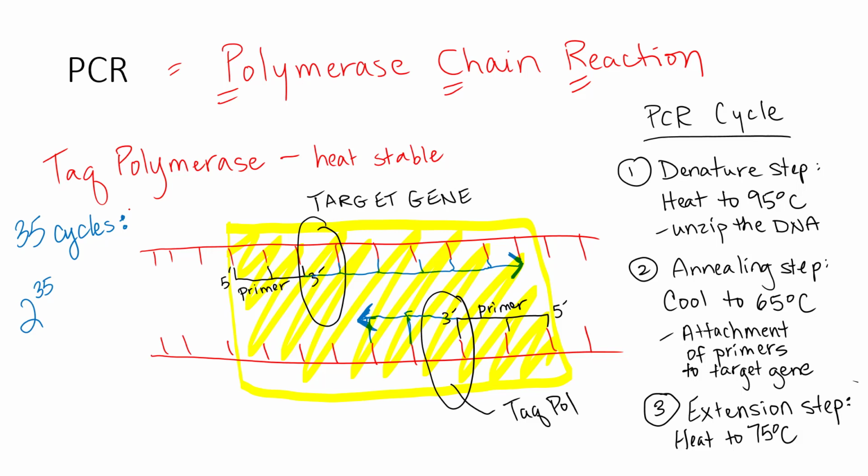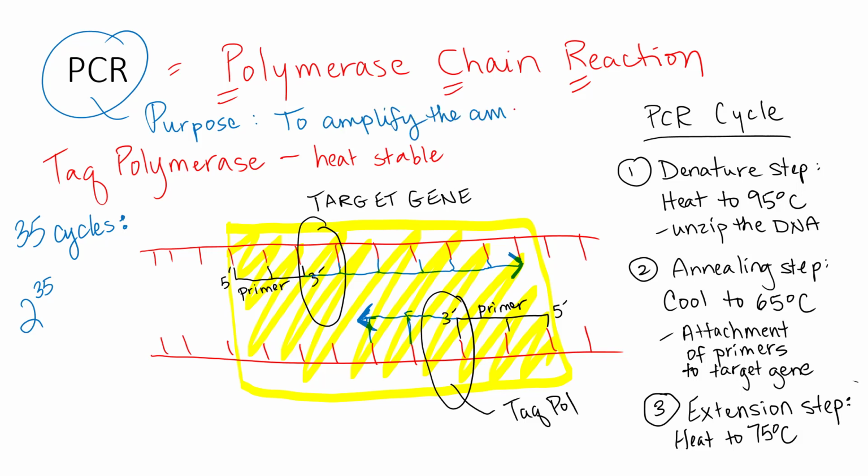Well, in order to do an accurate DNA profile, this is why we're doing PCR. We're doing PCR so we can amplify the DNA. In other words, make millions of copies of the DNA molecule. So the purpose of PCR, we say, is to amplify the amount of DNA.